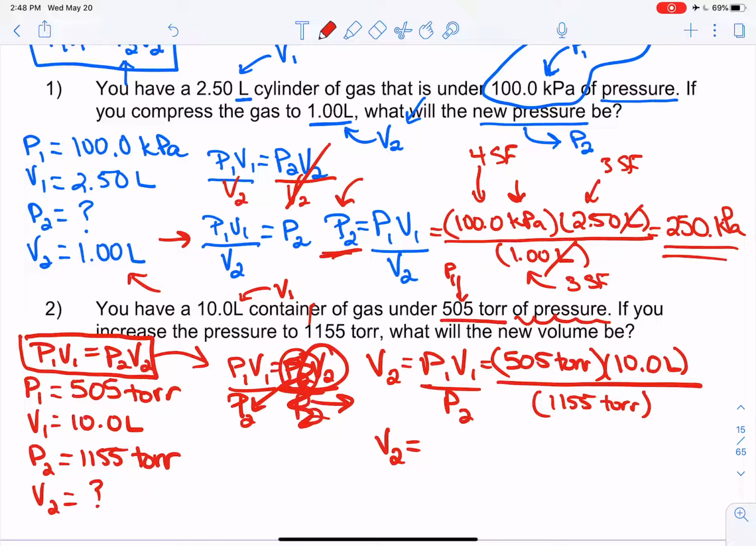And if you put this into the calculator, what you're going to get after you cancel out torr and are left with a unit of liter, which makes sense because you're solving for volume, and liter is a unit of volume, is 4.37 liters.